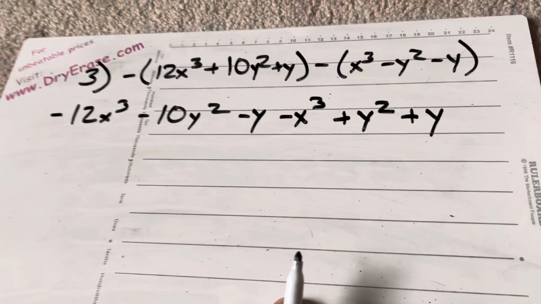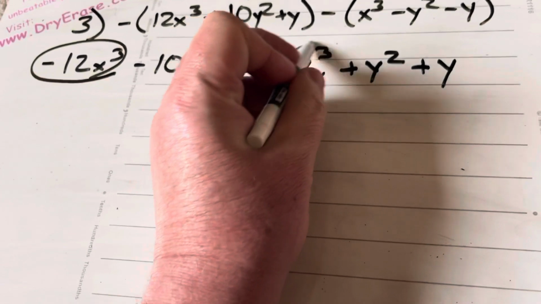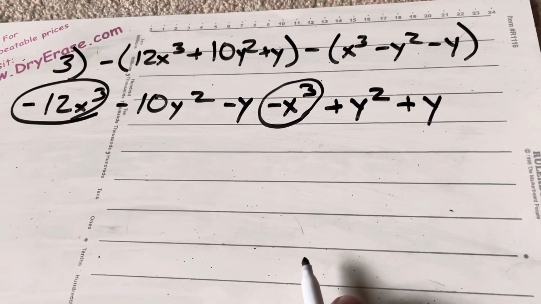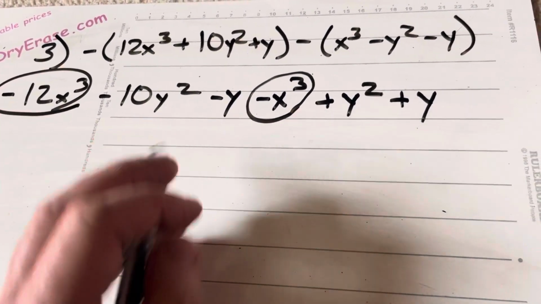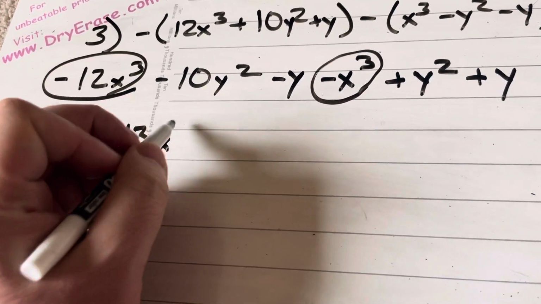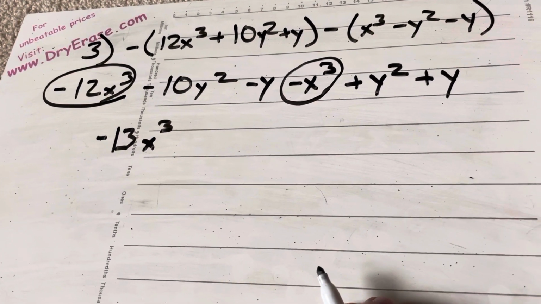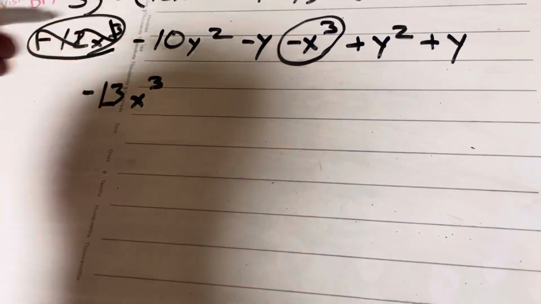So now let's find the like terms. The only x terms I'm worried about are the negative 12x to the power of 3 and the negative x to the power of 3. So it's a negative 12 and a negative 1, which combine to be a negative 13x to the power of 3. You'll notice that the variable and the exponent do not change. All right, so that takes care of those two.